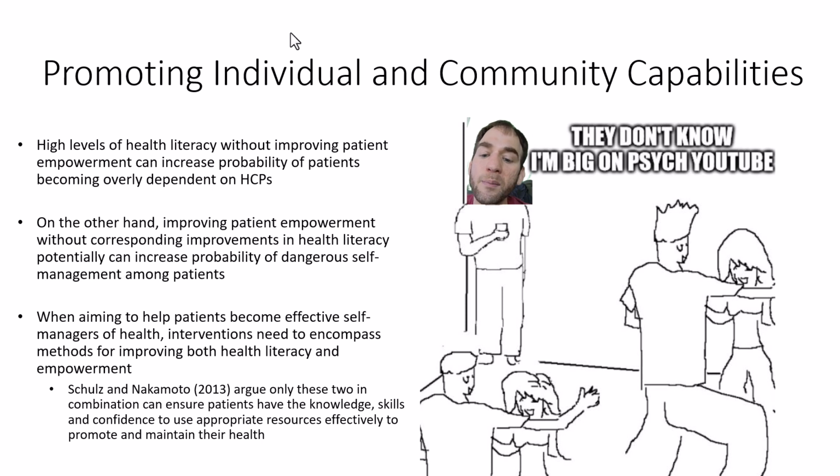When aiming to help patients become effective self-managers of health, interventions need to encompass methods for improving both health literacy and empowerment. Our authors, Schultz and Nakamoto in 2013, argue only these two in combination can ensure patients have the knowledge, skills, and confidence to use appropriate resources effectively to promote and maintain their health. So basically, the authors are arguing that if you're delusional but also ignorant, that is risky. If you have low confidence but some high level of literacy, that is also potentially negative because, again, you can't really act in your own life. Therefore, you need some combination of both of these, and thus that is what we should be going for.